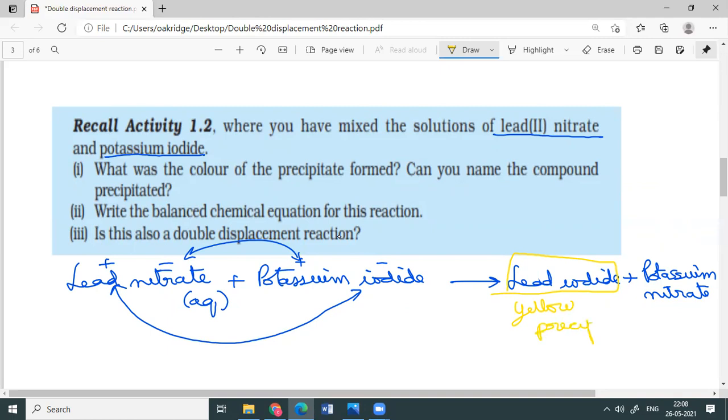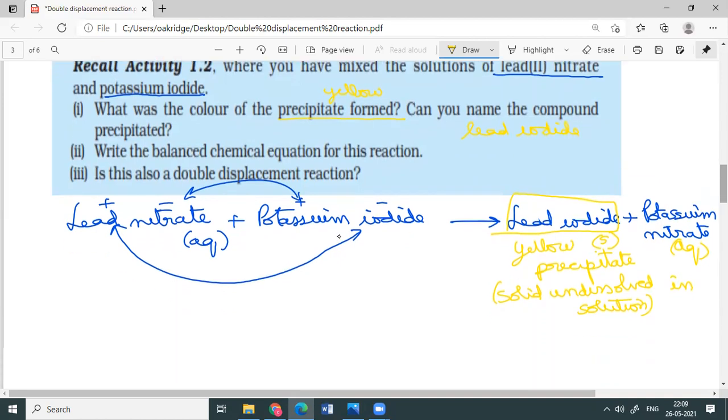Okay, so a precipitate is nothing but a solid which is remaining undissolved in the aqueous solution. And potassium nitrate will remain as aqueous. So this is solid, this is aqueous. So here, what is the color of the precipitate formed? They ask, it's yellow, children. Can you name the compound precipitated? It's lead iodide.